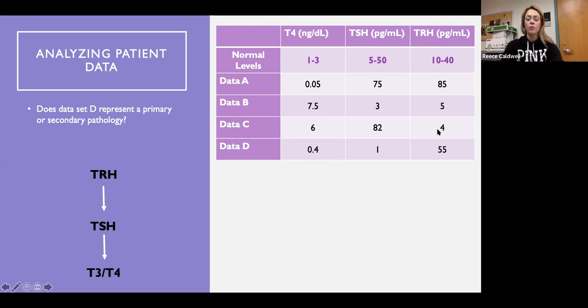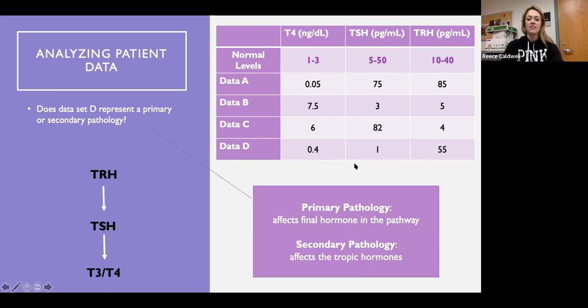So what we see is that for data set D, and again, here are those definitions for primary and secondary pathology. Primary pathology affects the final hormone in the pathway, so it affects that specific endocrine gland. And secondary pathology affects one of those tropic hormones, so either hormone 1 or 2, either the hypothalamus or the anterior pituitary gland. So again, we're looking at data set D.